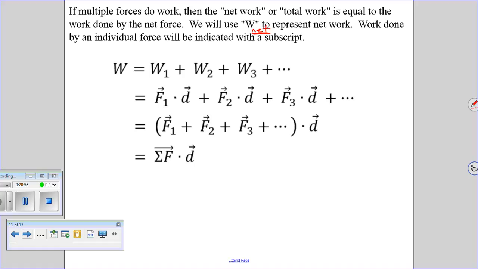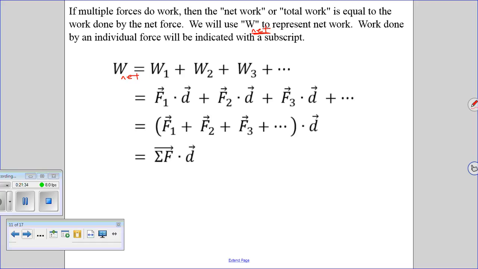Okay, so work done by an individual force. The definition of net work is the total of all the individual works done. So if you've got 3 different forces doing work, then your net work would be the work done by force 1 plus the work done by force 2 plus the work done by force 3. My net work is the total of each of the individual works done by each of the individual forces. Work 1 is force 1 times displacement, work 2 is force 2 times displacement, and work 3 is force 3 times displacement. Dot product, I should be saying, not times.